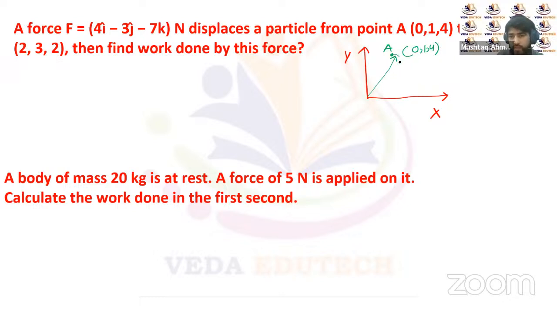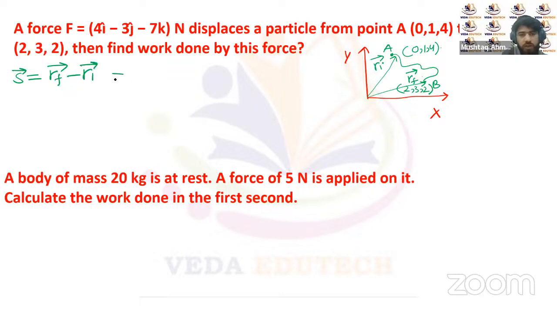Now this particle displaces like this. It has some final position, and the coordinate of this final position is 2, 3, 2, so it will have a final position vector. Let me call the initial position vector Ri, and the final position vector Rf. The particle has displaced from the initial position to the final position, so the displacement vector will be the final position vector minus the initial position vector.